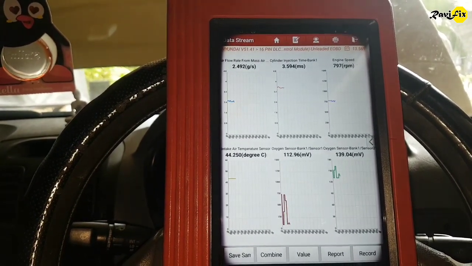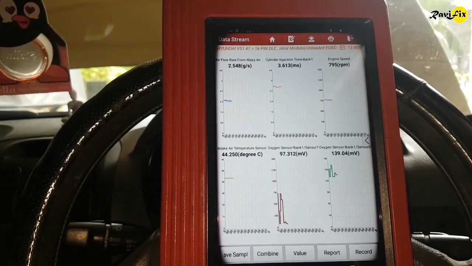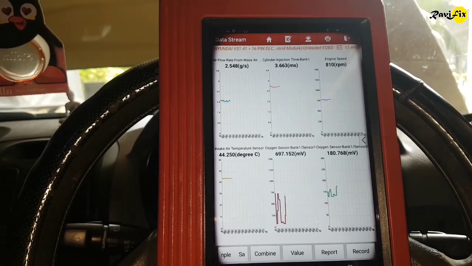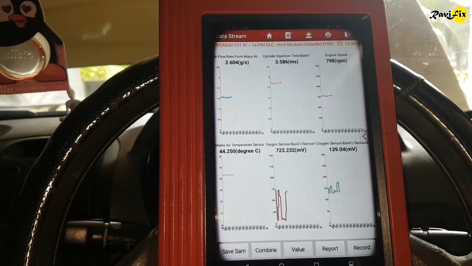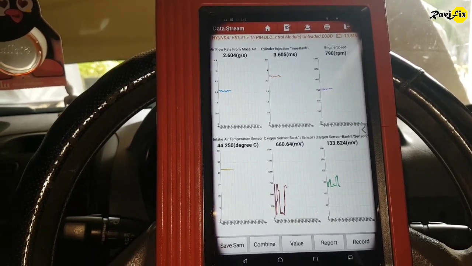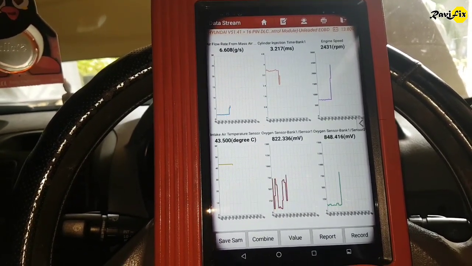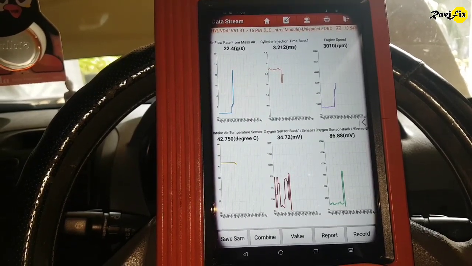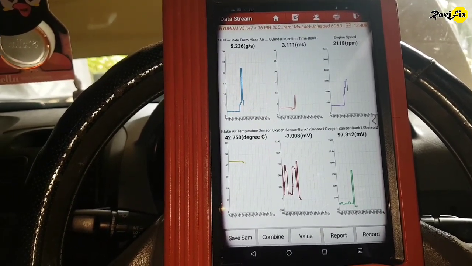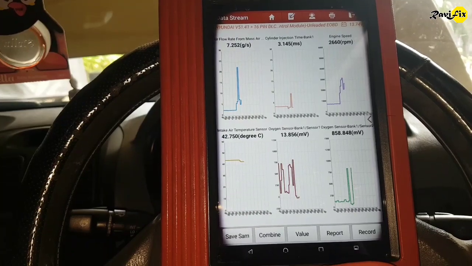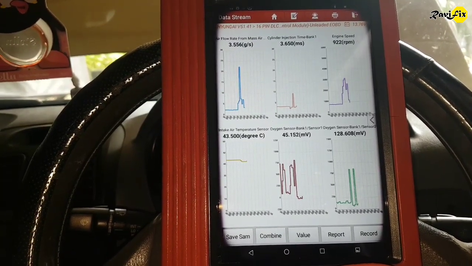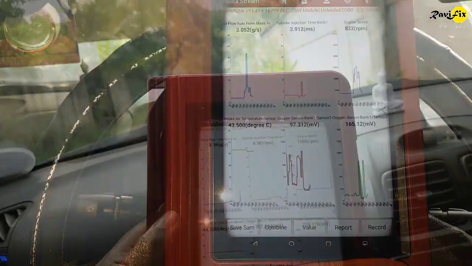The best rate is 1.5 to 2 grams per second for this engine, as I mentioned earlier. With this rate, the customer will never get the best fuel economy. Because you can see the cylinder injection time is 3.6 milliseconds at idle. But it should be around 2.5 milliseconds at idle. That is the best rate for idle.